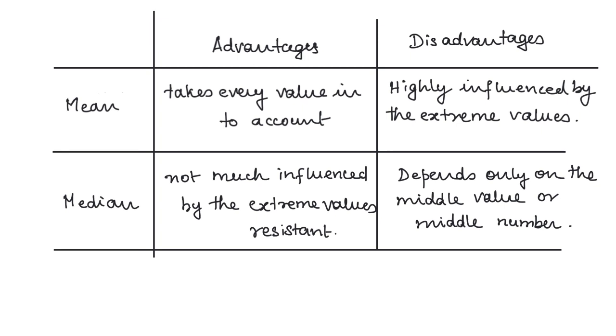These are the advantages and disadvantages of mean and median. While calculating the mean, we consider all the values in the data. The disadvantage is that the mean is highly influenced by the extreme values. The advantage of the median is that it is not much influenced by the extreme values, because it is resistant. And the median's disadvantage is that it depends only on the middle value or the middle number.